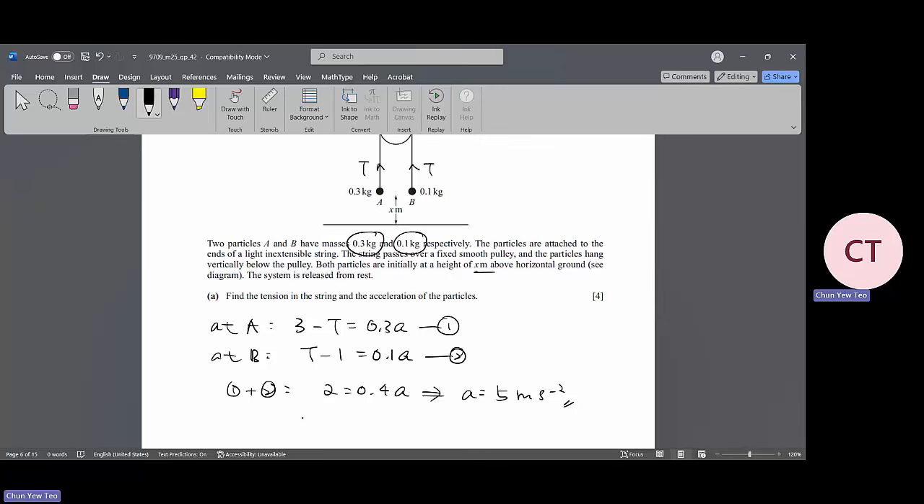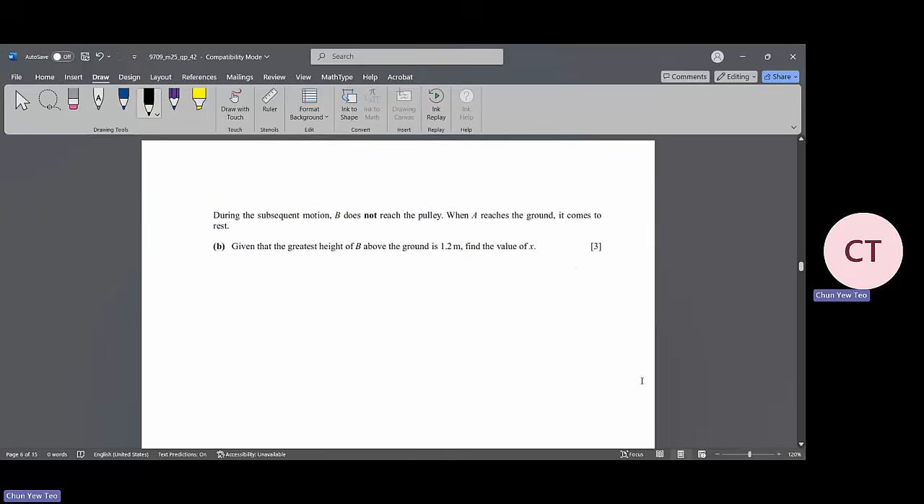If you put it back into equation 2 or equation 1, over here I put it back into equation 2, I get T is equal to 1 plus 0.1a. So I get this as 1.5 newtons. That will be the tension of the string and the acceleration in part A. So we are done. Now we move to part B.